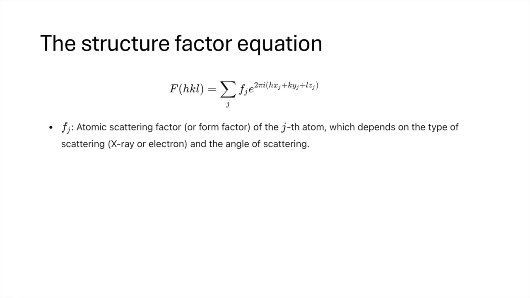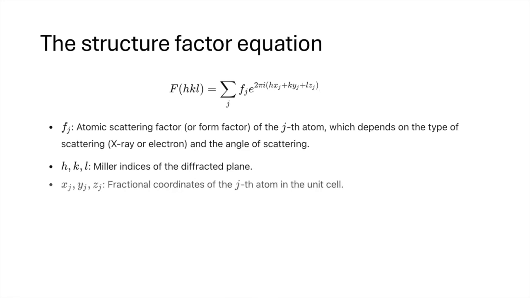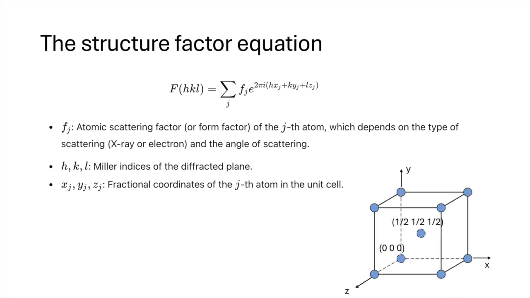In TEM, the atomic scattering factor is determined by the atomic number. H, K, L are the Miller indices of the diffracted plane to see whether the plane will diffract or not. X, Y, Z are the fractional coordinates of the jth atom in the unit cell.